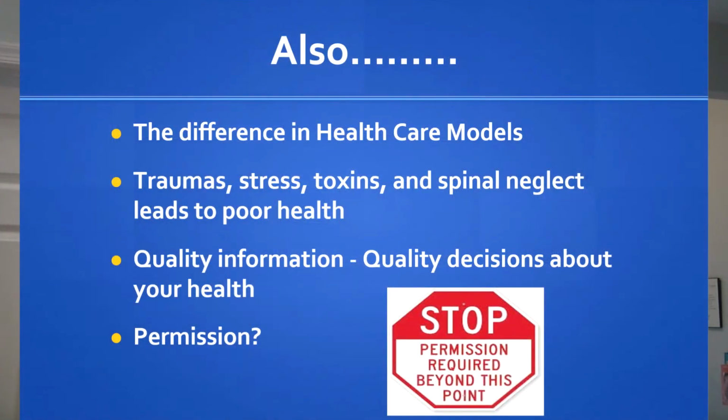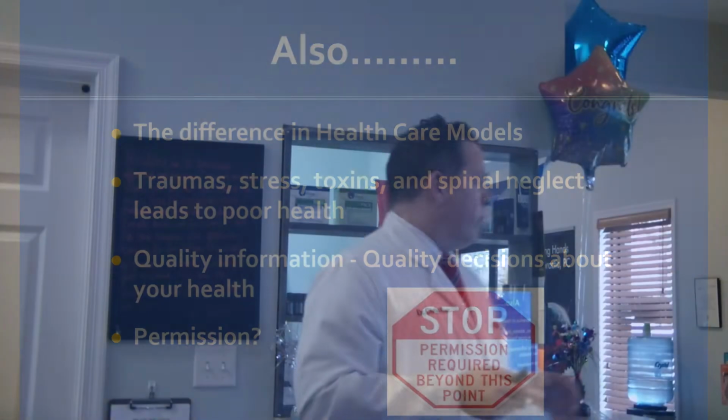All right. Difference in healthcare models. We're going to talk about trauma, stress, toxins, spinal neglect leading to poor health, the quality of information, and the quality of decisions about your health that you're going to make. And I want to make sure I have your permission before we go further.